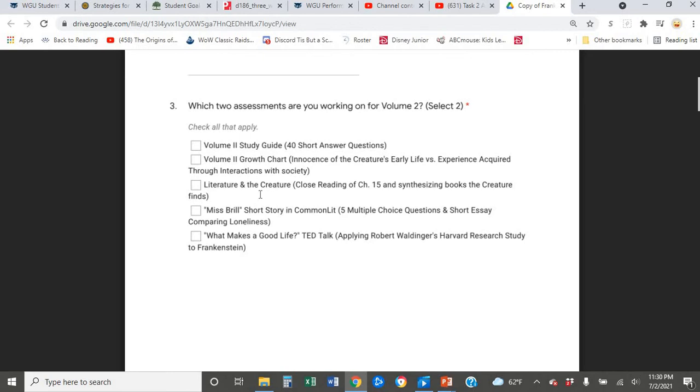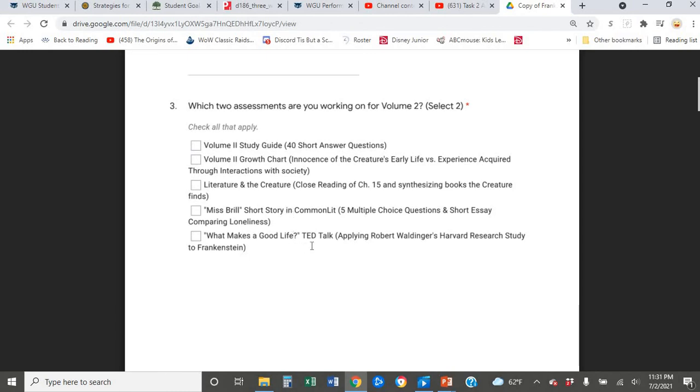Literature and the Creature is a higher order thinking assessment that involves the students making synthesis connections to books that the creature finds in chapter 15. Where do we see these books having some relevance with the book that they're reading? There's a short story, Miss Brill, on the website CommonLit, which is a companion piece that the students can read, answer 5 multiple choice questions, and write a short essay comparing loneliness to the character in the story.